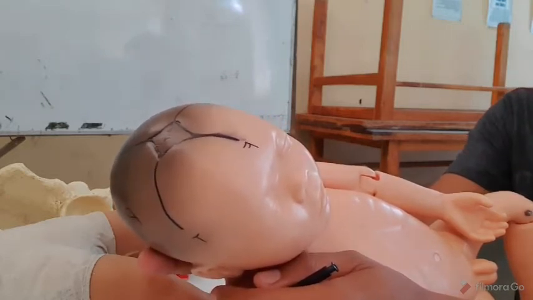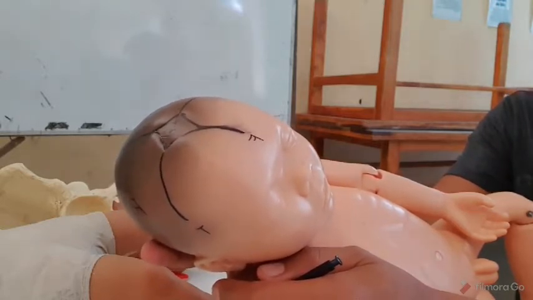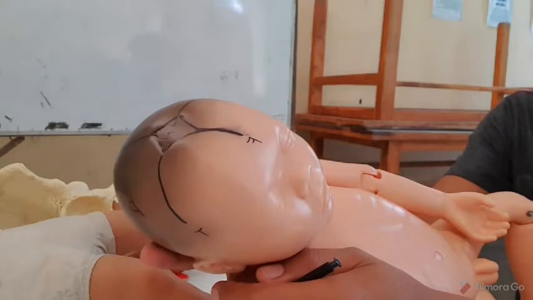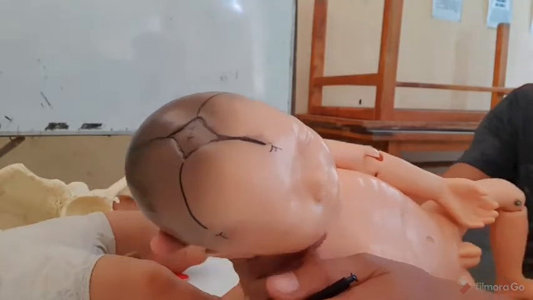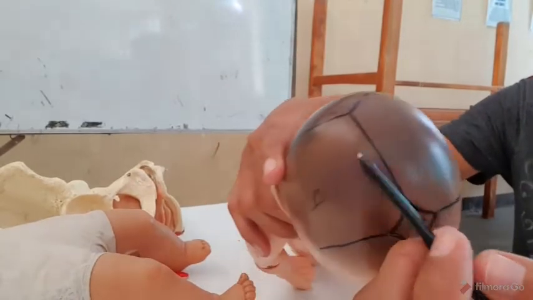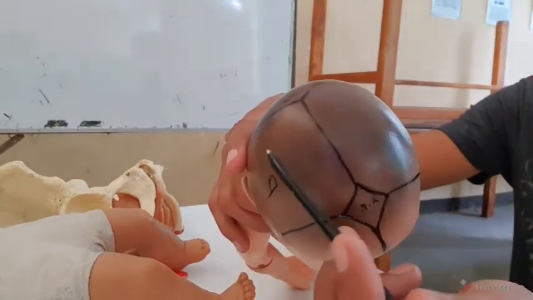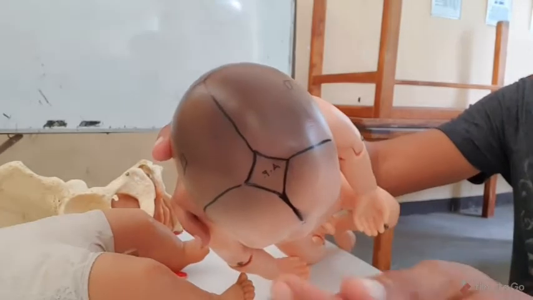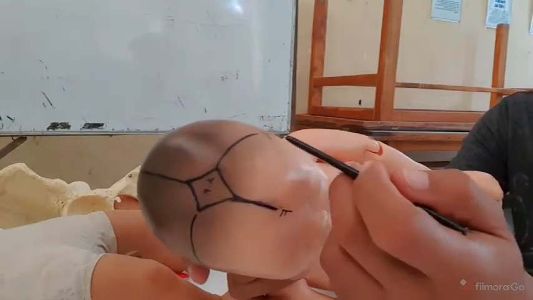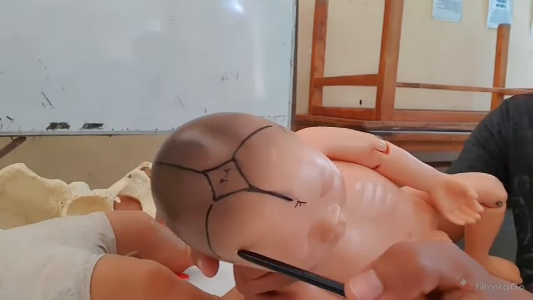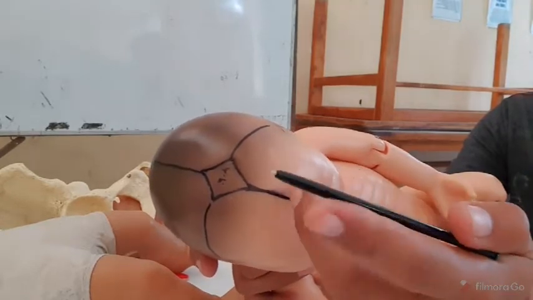Under the transverse diameters of the fetal skull, we have two transverse diameters: the biparietal diameter and the bitemporal diameter. The biparietal diameter is the measurement between the two parietal bones, while the bitemporal diameter is the measurement between the two temporal bones, or the temples.